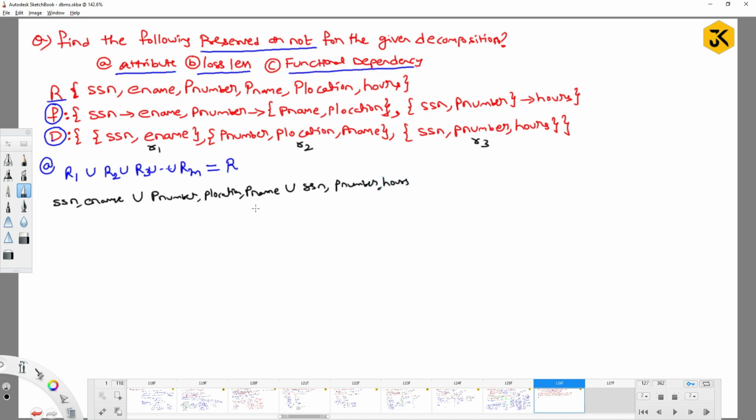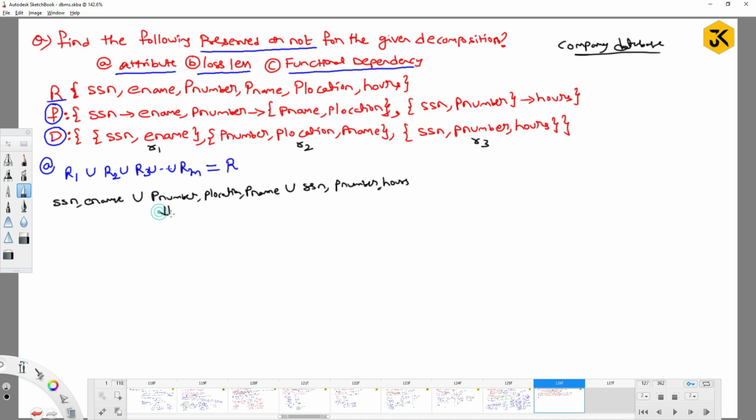Guys, in the previous videos we have seen examples with simple names like A, B, C, D, right? But this is a real-time example, related to the company database. If anybody has an idea about the company database, I have taken it from there. So the R3 relation attributes are SSN, P number, hours, right?